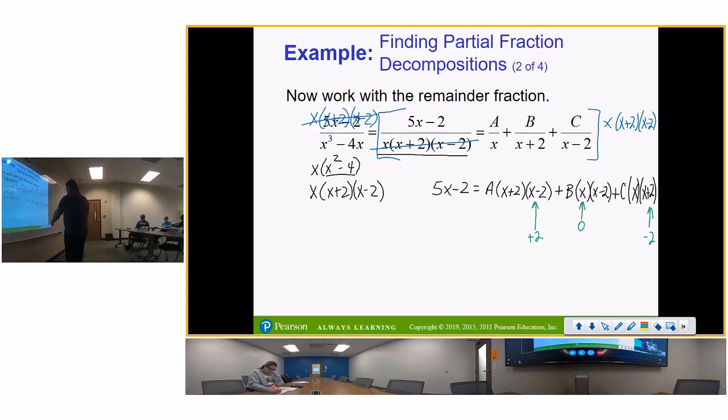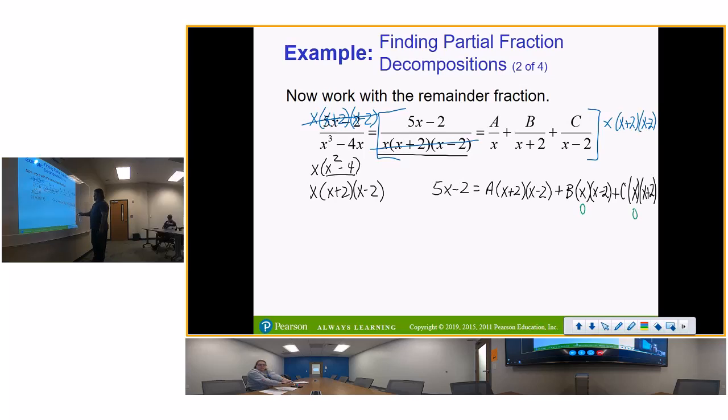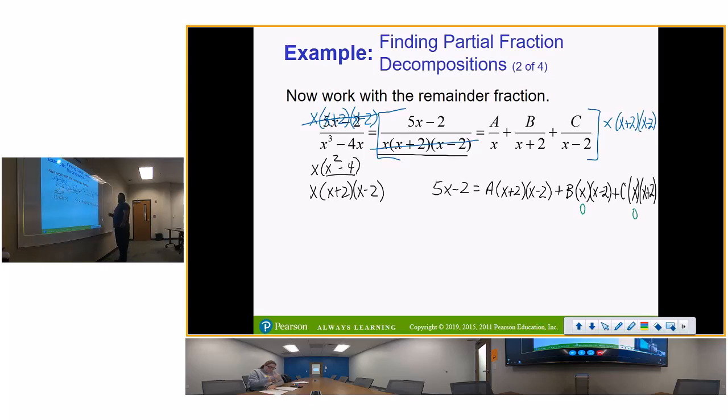So, I'm going to plug in my 0 for x. I'm not going to do the algebra because I think y'all understand that if I plug in a 0 here and a 0 here, what's going to happen to these two terms? They're going to go out. So that just leaves me a 0 here, and a 0 here, and a 0 here. Everybody with me?